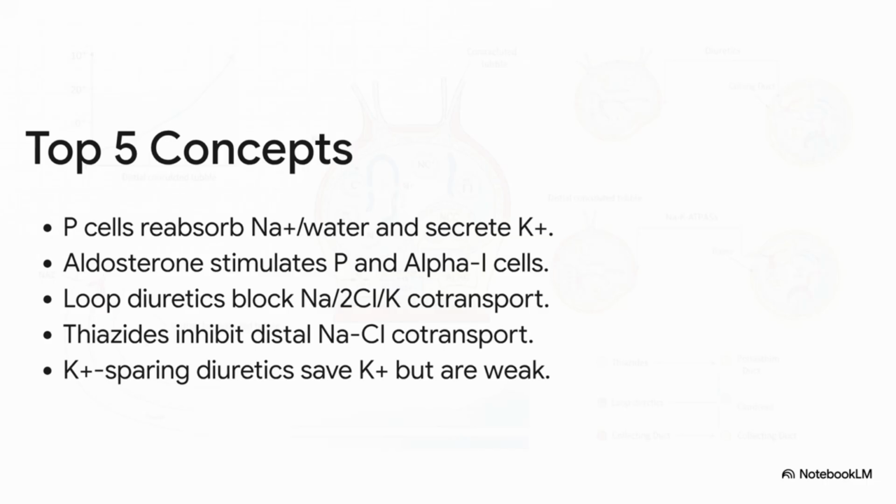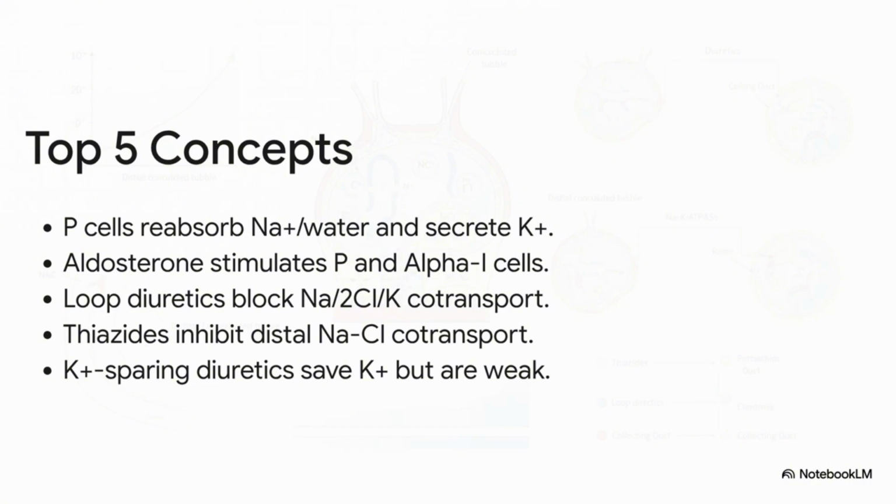It stimulates P cells to ramp up sodium channels and pumps, and it stimulates alpha intercalated cells to secrete acid via the H+ ATPase pump. Number 3, loop diuretics, like furosemide, block the Na-2Cl-K cotransporter for explosive diuresis, again, perfect for pulmonary edema. Number 4, thiazides inhibit the NaCl cotransporter in the distal tubule and are your go-to first line for hypertension.